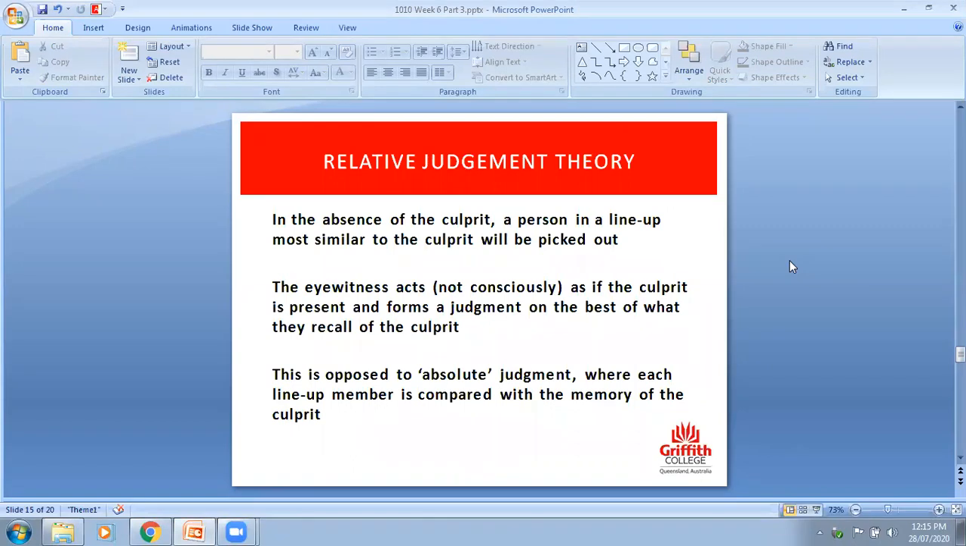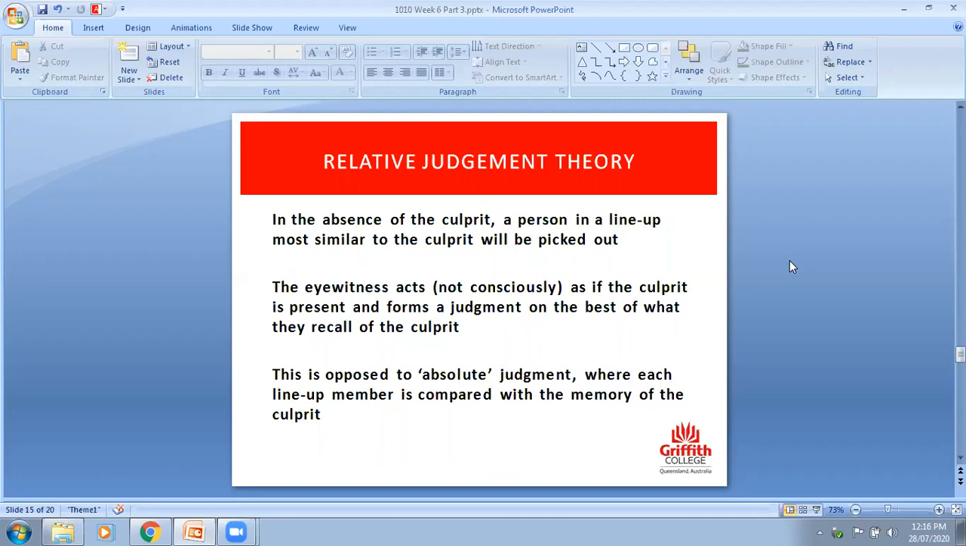Okay. All right, relative judgment theory. This means that the person picks someone most similar. So it doesn't mean that the culprit is actually in the lineup, but the person might assume that the offender is in the lineup. If you're looking at a lineup, well, then you must have somebody there that I've got to pick out. So think about Ronald. Why did she choose him and not Bobby? Well, when Jennifer did the lineup, Ronald was there and Bobby was not. She assumed that the offender was in the lineup, so she chose the person closest to her memory. Okay, that is relative judgment theory.